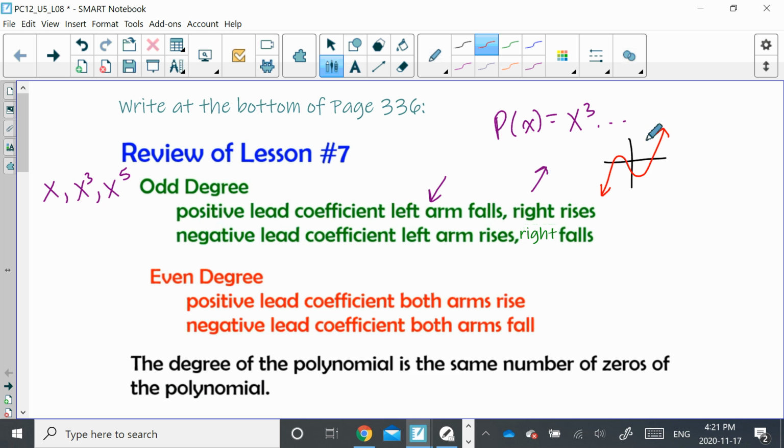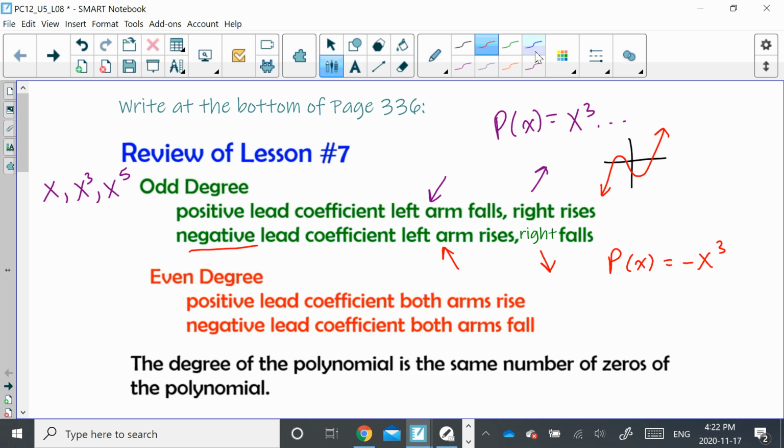If I give you an odd degree polynomial, so p of x is equal to, let's do the third degree again, x to the 3, but I give you a negative leading coefficient. What happens with this polynomial, anytime you have a negative lead, and this is either a 1, a 3, a 5, or a 7, the left arm is going to rise, and the right arm is going to fall.